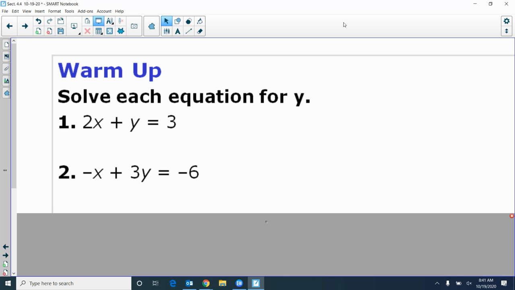Okay, it says solve each equation for y. And this is going to come up here as we move forward, and obviously today we are moving towards a test. We will have a chapter 4 test Friday.